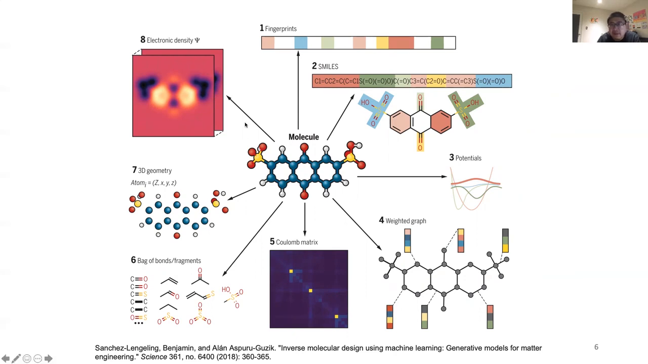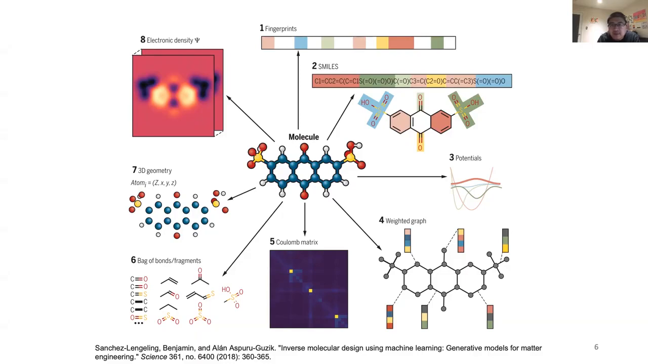Let's look at this paper. Look at this figure clockwise from the top. Number one is the fingerprint vector that quantifies the presence or absence of molecular environments. And number two is the SMILES strings. SMILES stands for Simplified Molecular Input Line Entry System, which uses simplified text encodings to describe the structure of chemical species. And third is the potential energy functions that could model the interactions and symmetries. And number four is a graph with atoms in bond weights.